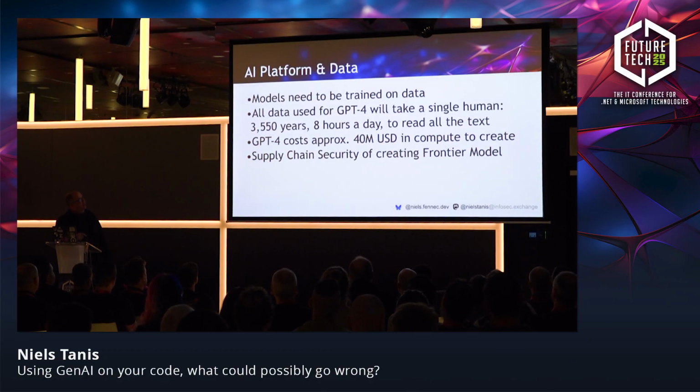One metric I saw, and I think the link is in the notes as well: if GPT-4's training data needed to be read by a single human, it would take 3,550 years, at 8 hours a day, to read all the text that was ingested for GPT-4. And I believe there's an approximation on cost. It costs $40 million to compute that model and to have it available for everybody.